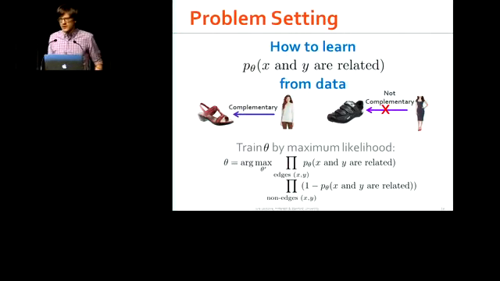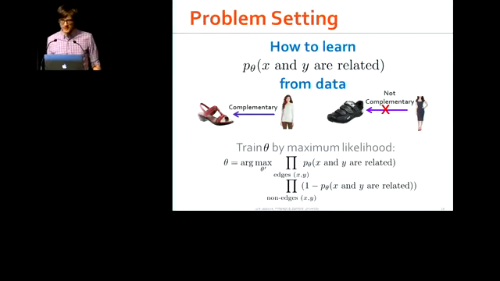Very quickly, it turns out it becomes problematic because you have labels about what is complementary and what is substitute, but you don't really have labels of what is not related. And if you just pick random pairs of products, then you are trying to learn that a woman's dress and baby diapers are not related, and that's too easy of a problem. So you have to be very careful how you generate your negative examples.